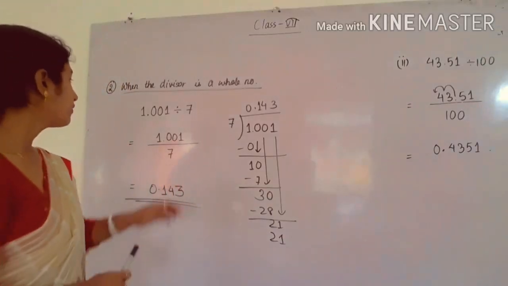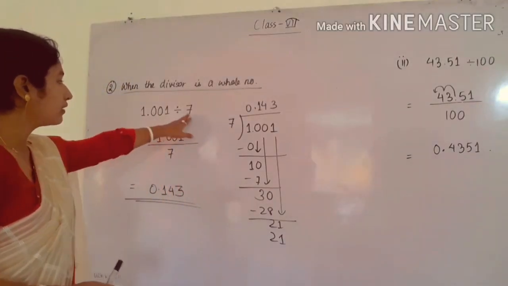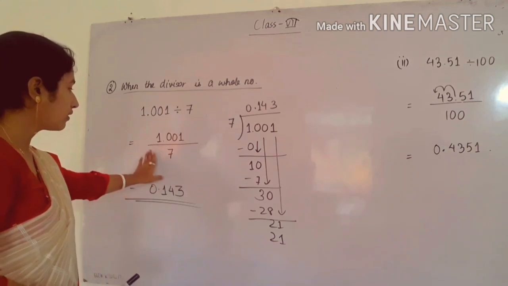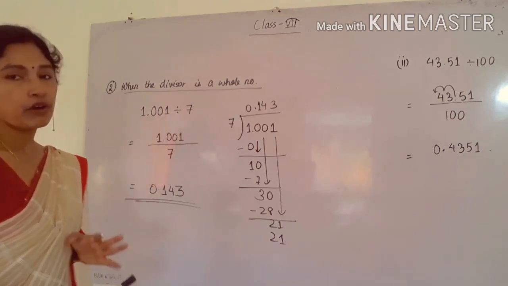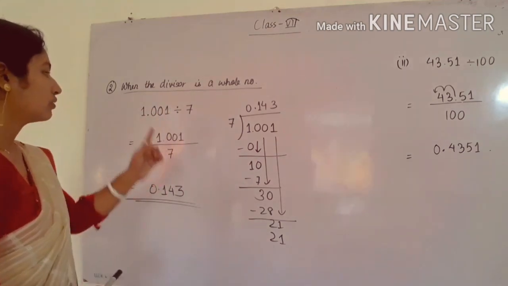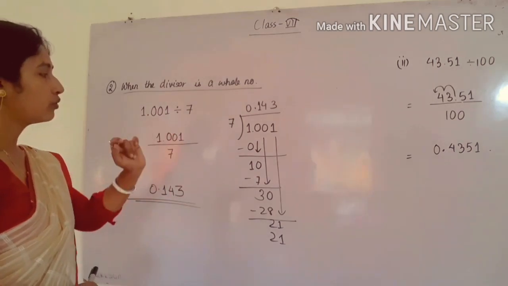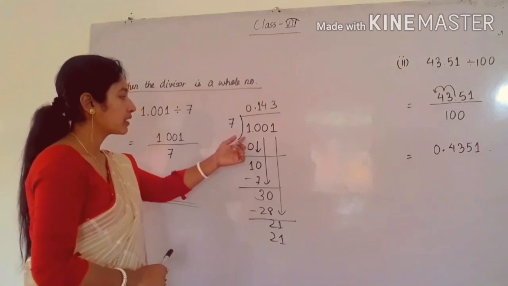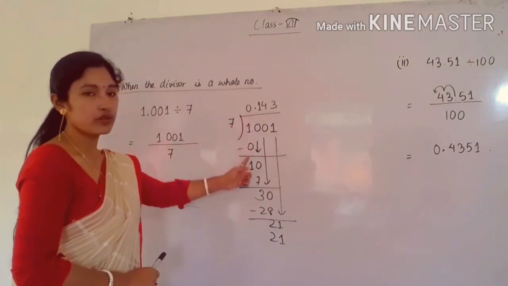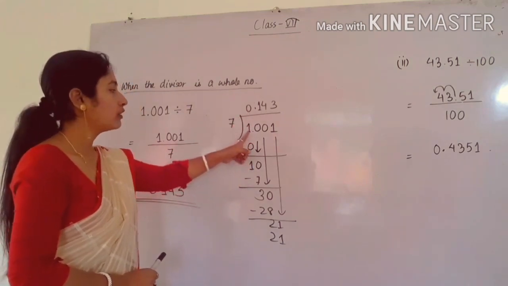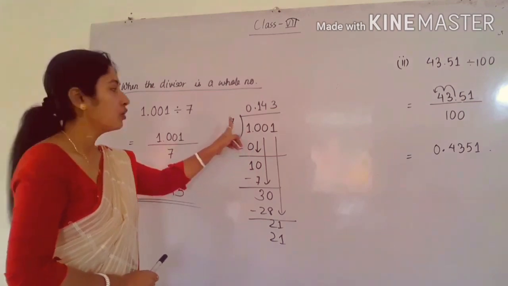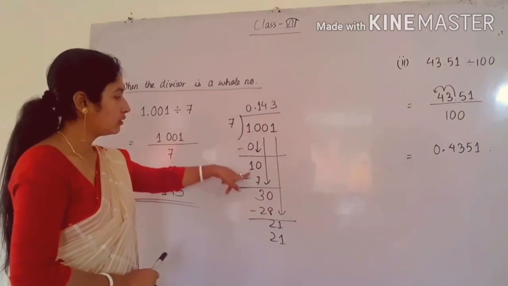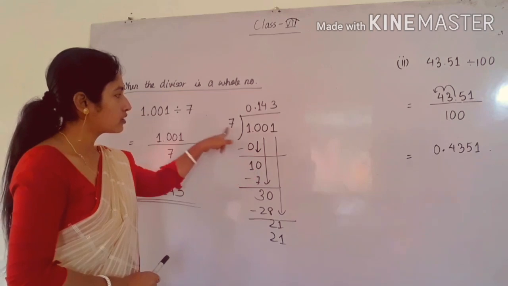So next, I have taken one example. Here the divisor is a whole number, so we have to divide with the help of the long division method, which you already know. 1.001, I have already discussed in the previous example. 7 zeros are 0. First you have to write this, because 1 does not come in the table of 7. So 7 zeros are 0, 1. Then 10, you have to take 0.